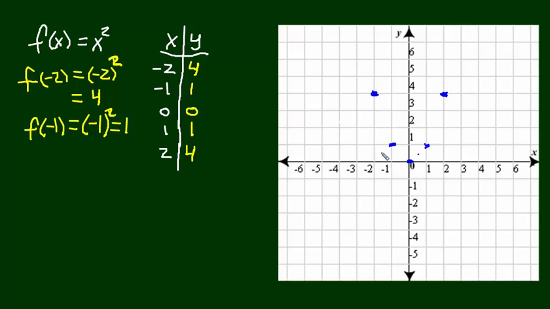Okay. So if you notice here, if I connect these dots, sorry, I didn't do that great. I missed those dots here. But notice it makes kind of like a U shape. And this is what's called a parabola.